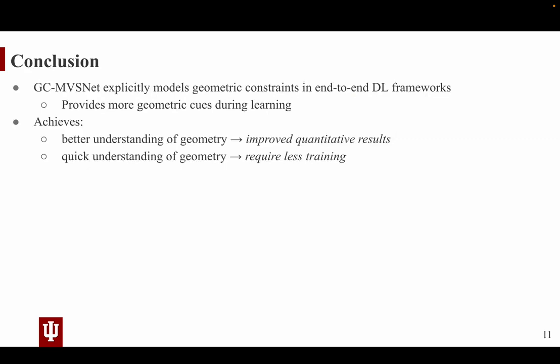In conclusion, GC-MVSNet explicitly models geometric constraints in end-to-end DL frameworks. It provides more geometric cues during the learning process. It achieves a better understanding of geometry, which is shown by improved quantitative results, and a quick understanding of geometry, which is shown by requiring less training to reach its optimal performance.